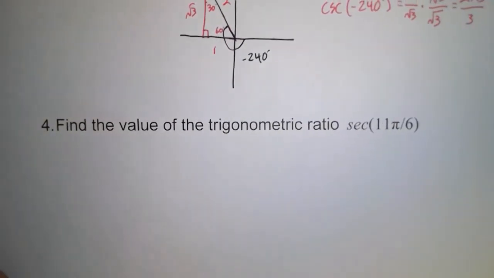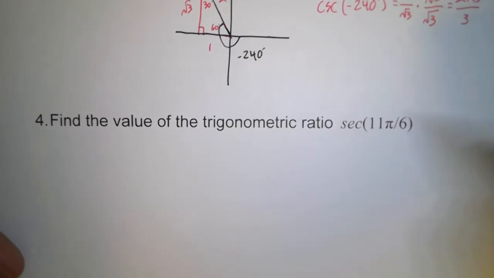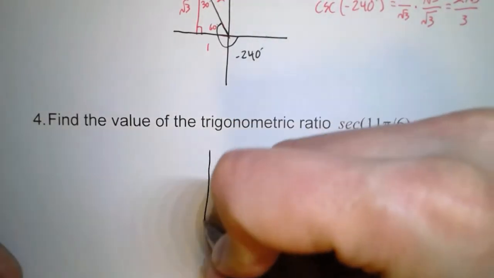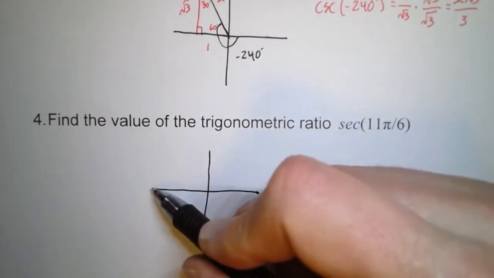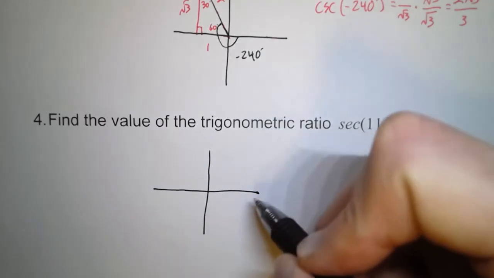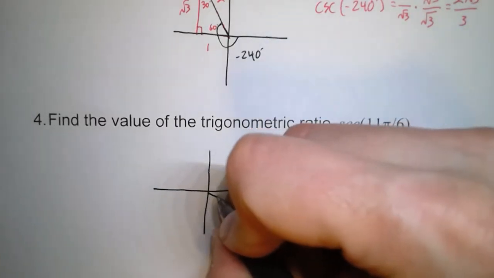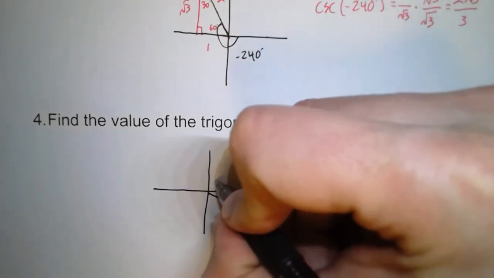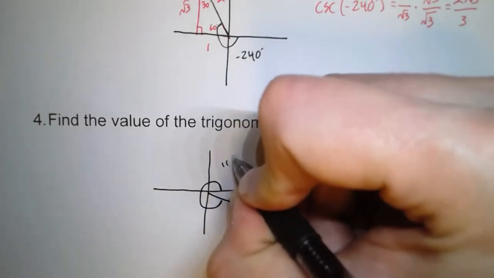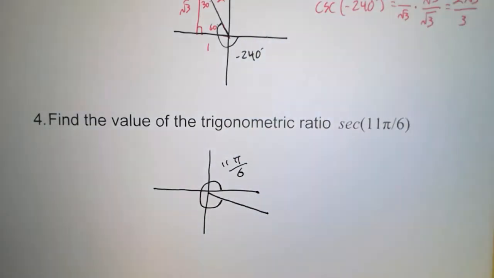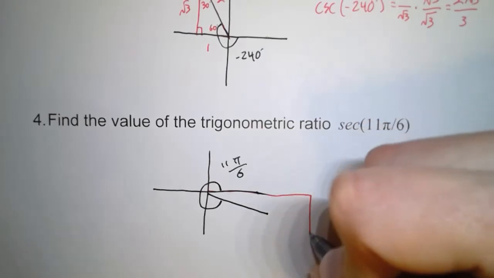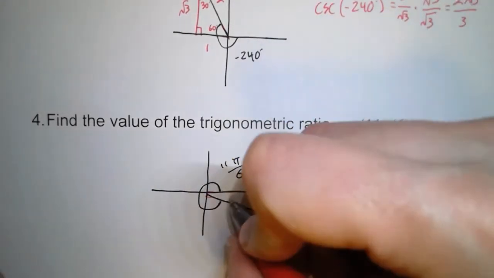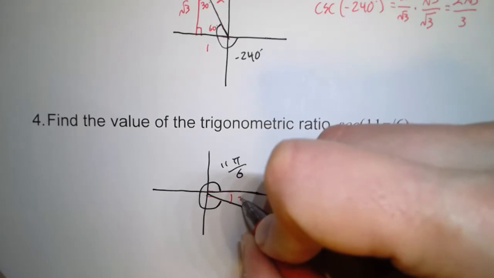For number 4, here we want 11 pi over 6. Well, let's see. Forget the pi. Just think of the fraction 11 over 6. Well, that's bigger than a half, bigger than 1, bigger than 3/4, but it's just shy of 2. Here's 11 pi over 6. So we fit in our reference triangle right there. And what would this be? Well, it's pi over 6.